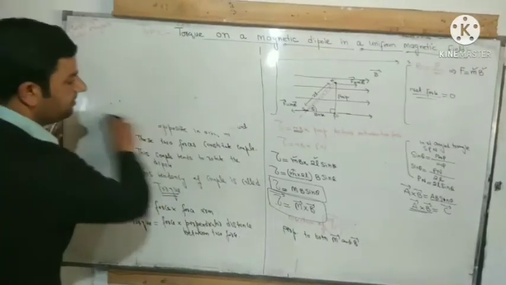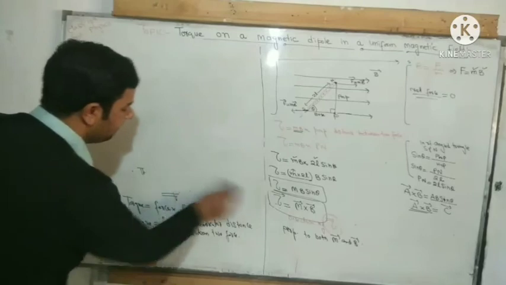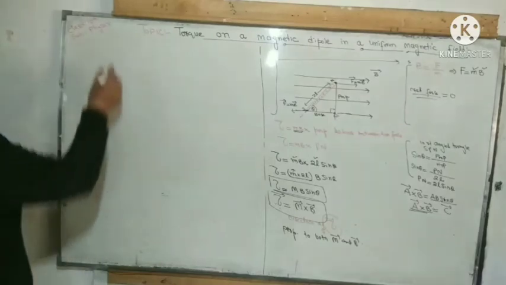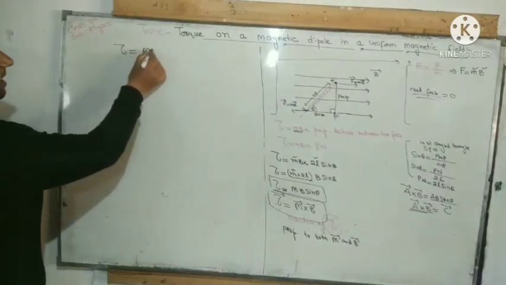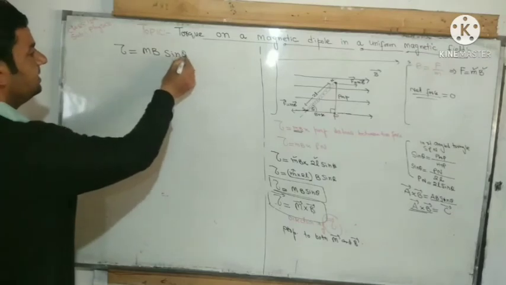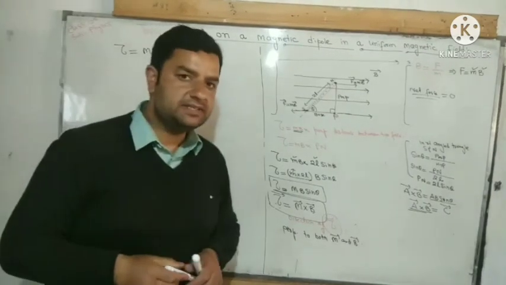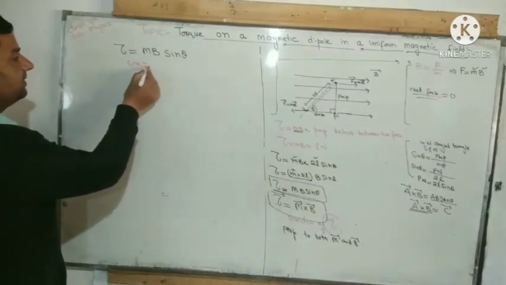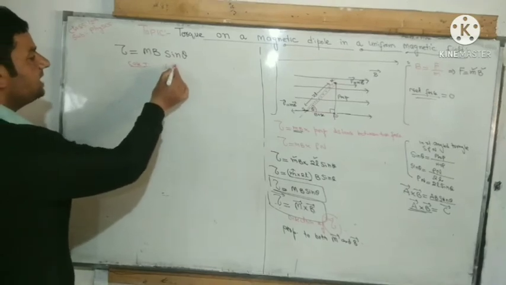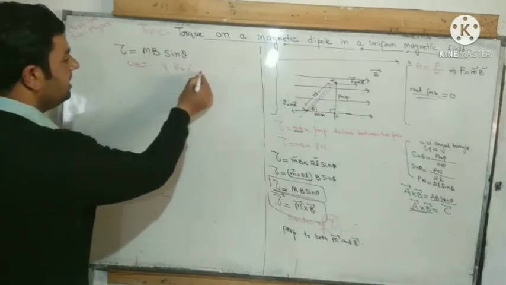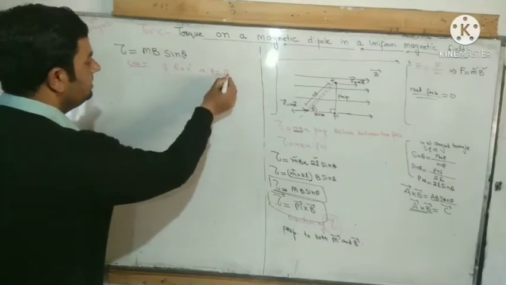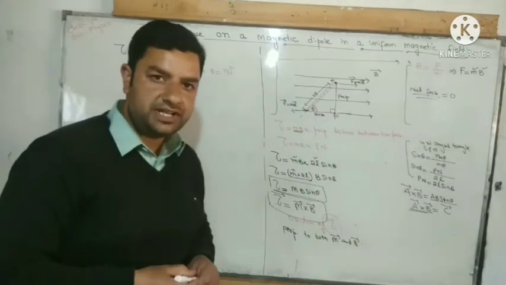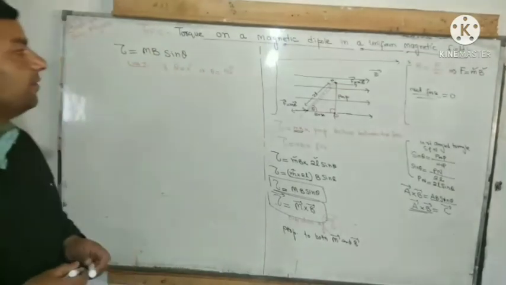So when will the torque be maximum, and when will the torque be minimum? Let us see the cases. We have the expression tau is equal to mB sin theta. Now the first case: if theta is equal to 0 degree or theta is equal to 180 degree.